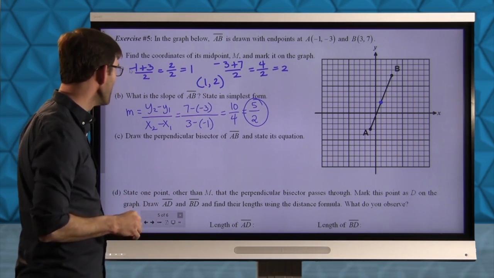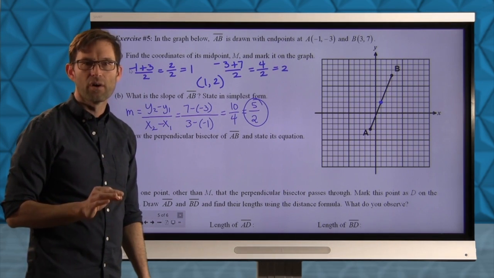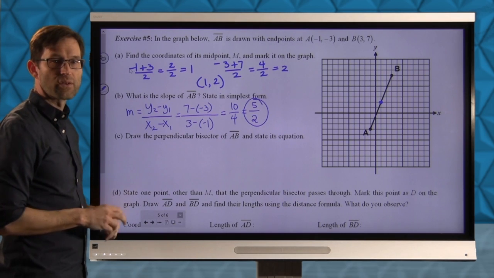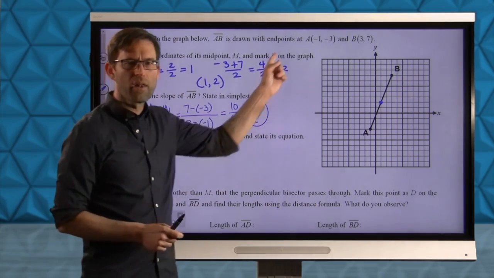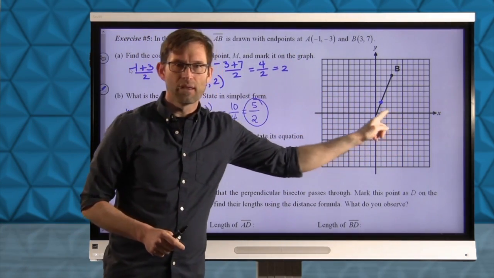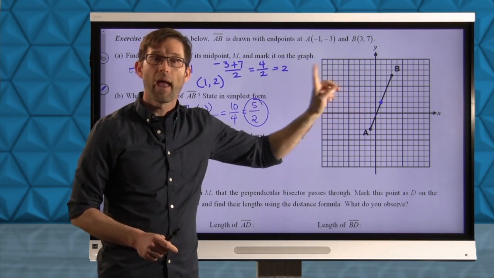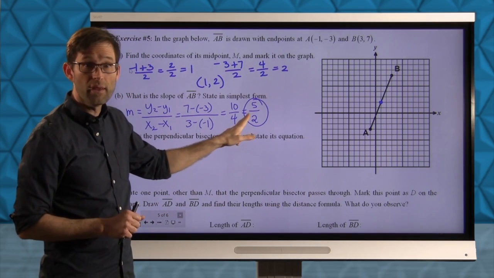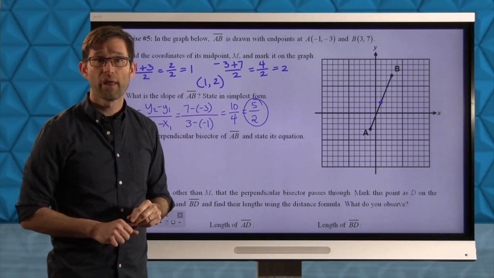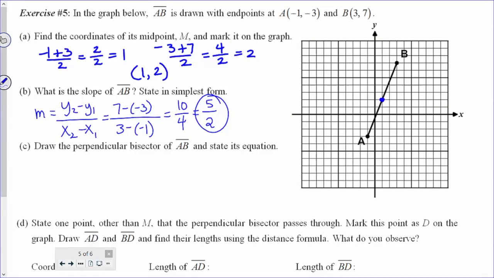Now, letter C. Draw the perpendicular bisector of AB and state its equation. So now, I want to draw the line that bisects AB, so it's got to pass through the midpoint, and is perpendicular to it. Do you remember what the relationship is between the slope of AB and the slope of a line that's perpendicular to AB? Well, the perpendicular line will have a slope that is the negative reciprocal of AB. So it'll have a slope of -2/5.